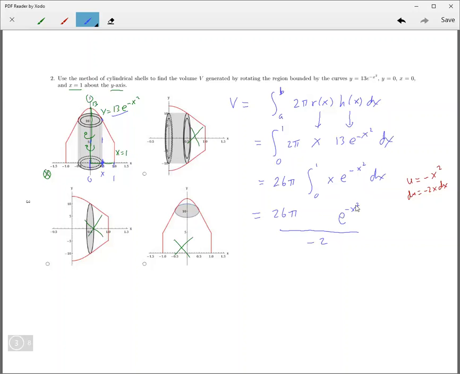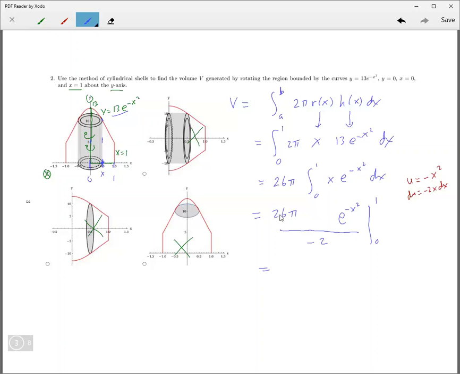So now when I take the derivative, all this is just constants. When I take the derivative, I'm going to get e to the negative x squared, which is right there, times the derivative of this part, which is negative 2x. There's the x, and the negative 2 cancels with that negative 2. And of course, that's evaluated from 0 to 1.